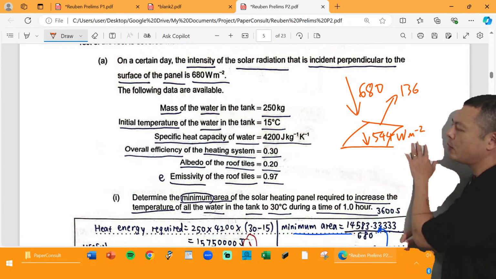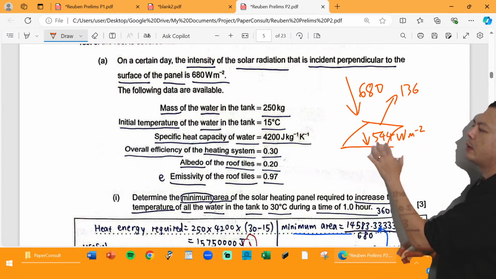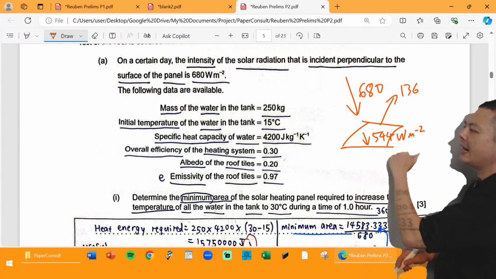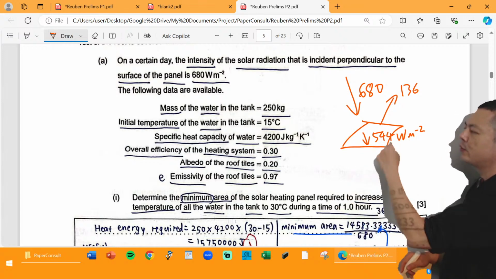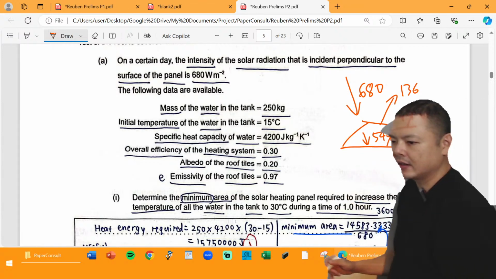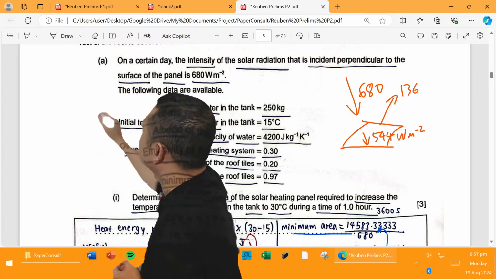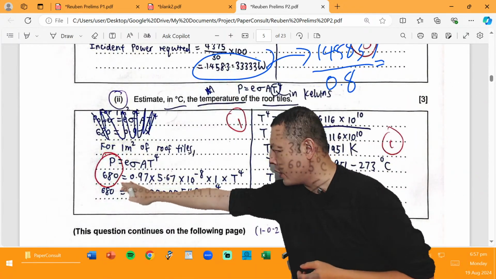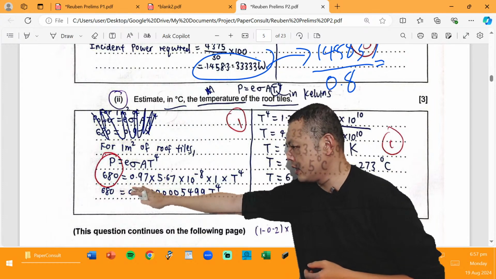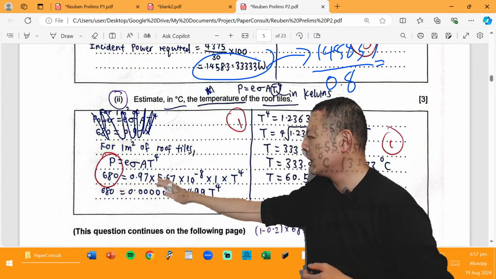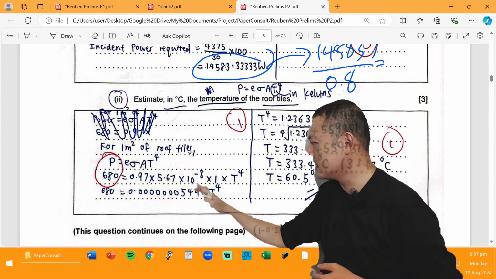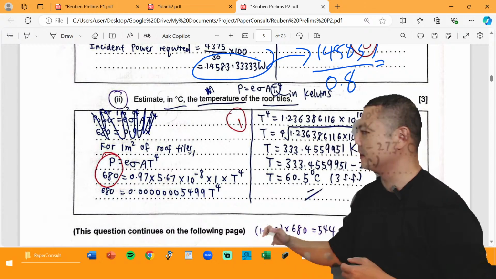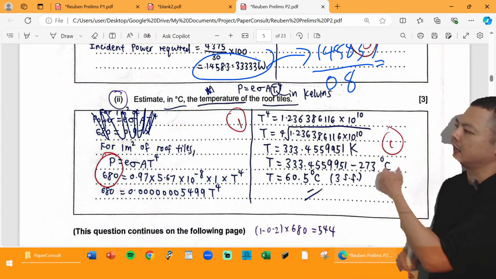So for every 1 meter square of your roof tile, it will absorb 544. So at a steady state temperature, the roof tile must emit 544. Then you have to calculate: 544 equals the emissivity of the roof tile times sigma times 1 meter square times T to the fourth, because 544 per meter square. Yeah, there you go.